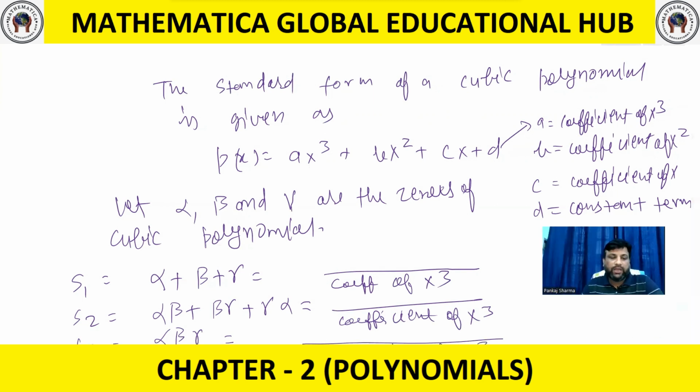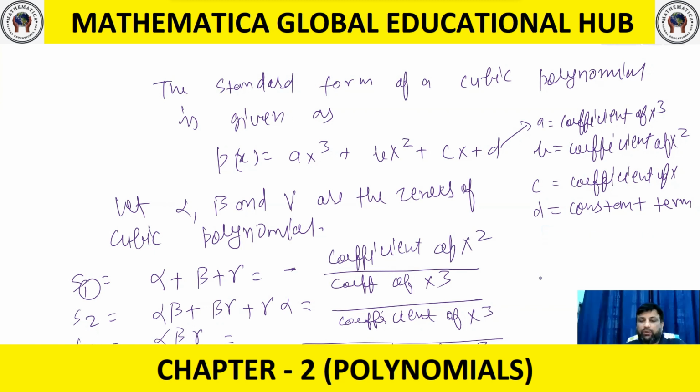Now you can see how to write. S1 means the sum of the zeros taking one at a time. The exponent of x in the coefficient of x cube is 3, so 3 minus 1 means 2, so the coefficient of x square comes. The suffix of S1 is 1, which is odd, so it will be a minus sign. The formula is minus the coefficient of x square divided by the coefficient of x cube, that is minus b divided by a.